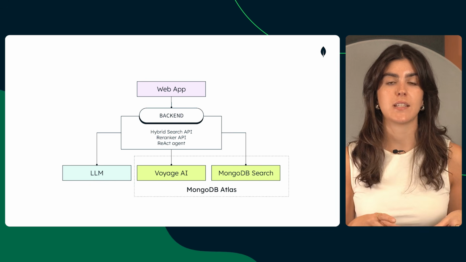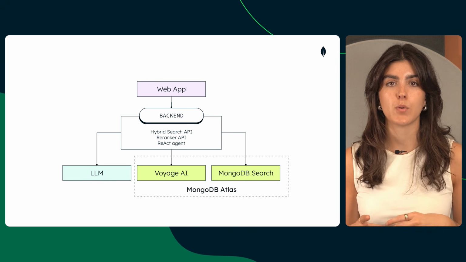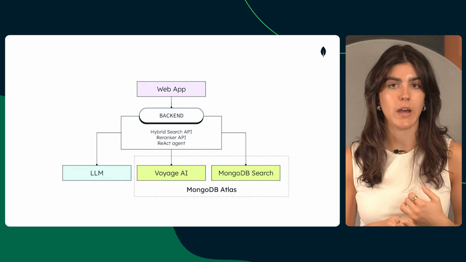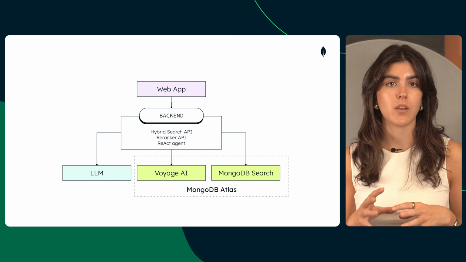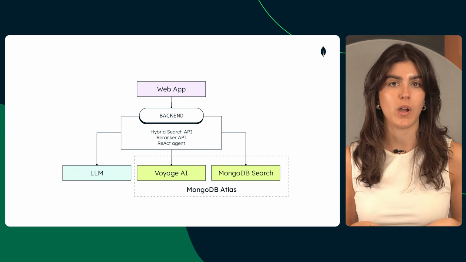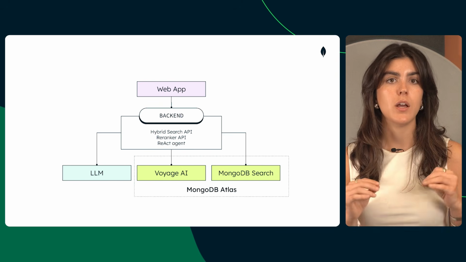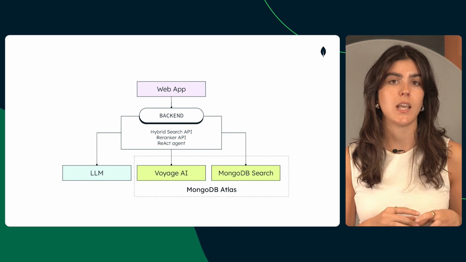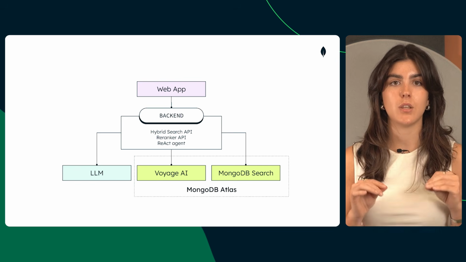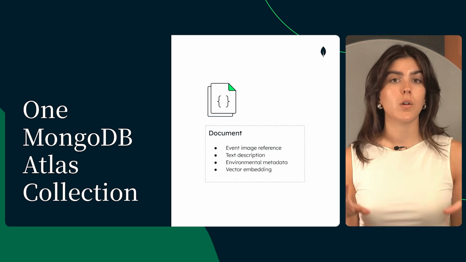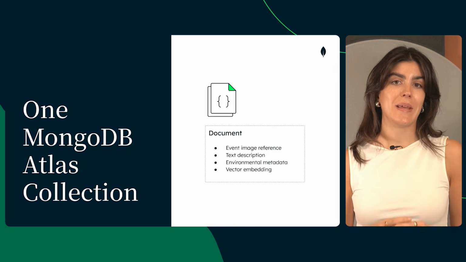The backend is a FastAPI Python server. It exposes 3 core endpoints. First, a hybrid search API that combines vector search and full text search. Second, a re-ranker API powered by Voyage AI's rerank 2 model to refine your results. And third, a React agent running on AWS Bedrock with Claude that can reason over the database using a set of registered tools. All of the data lives in a single MongoDB Atlas collection.